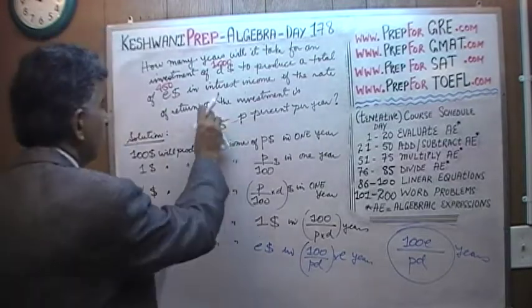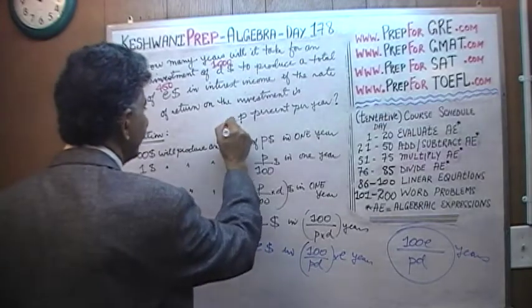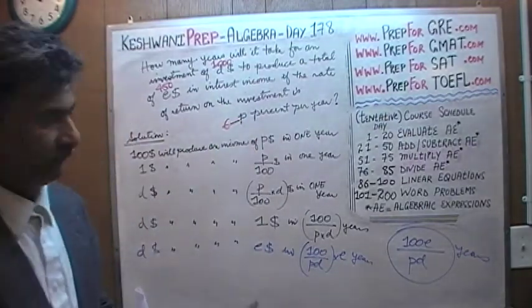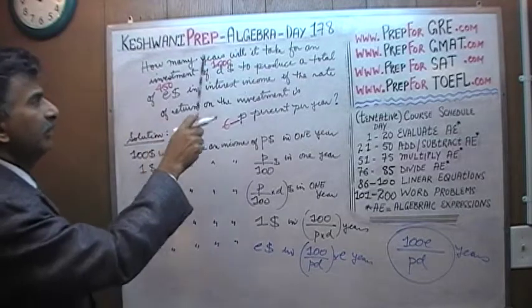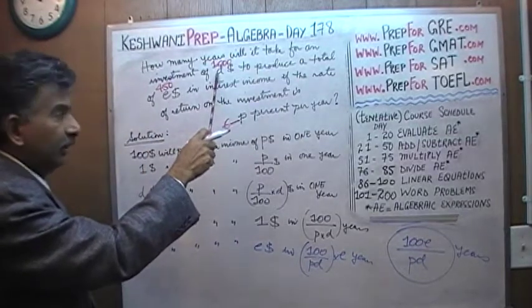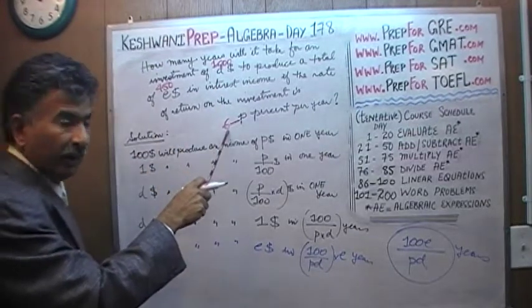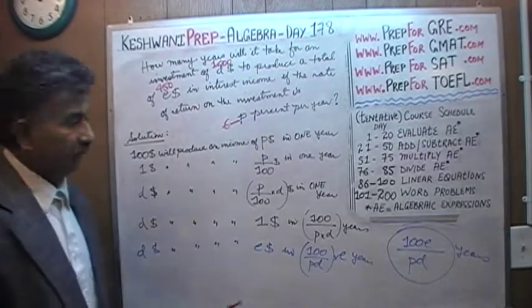Let's not put in 4.5, let's make it a little bit more interesting. Let's pretend that P is 6. So now the question reads, listen carefully, how many years will it take for an investment of $1,000 to earn $450 if it were to earn 6% per year? Let's find out, shall we?